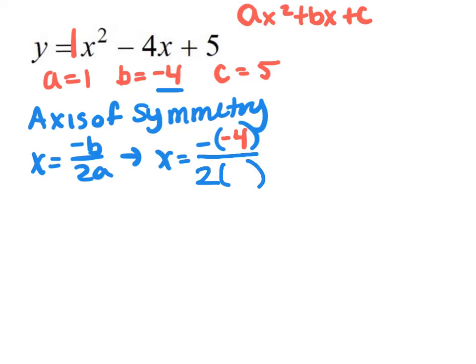which is 1. So if I simplify that, this gives us x equals negative times -4 is +4, 2 times 1 is 2, so we get x equals 2.